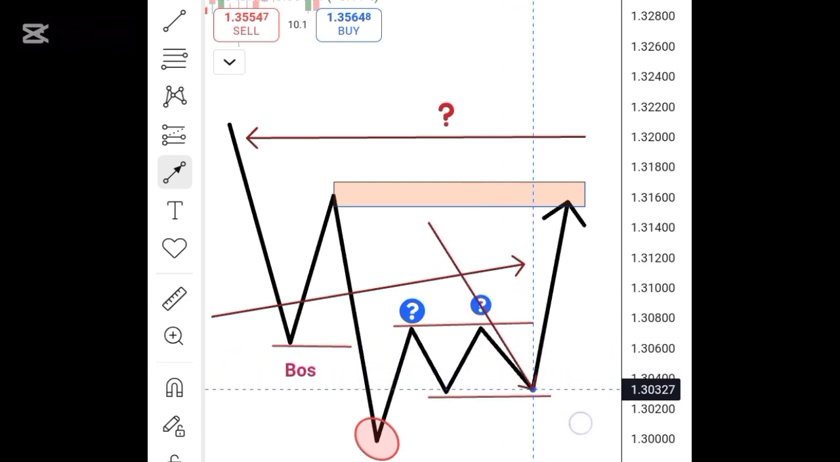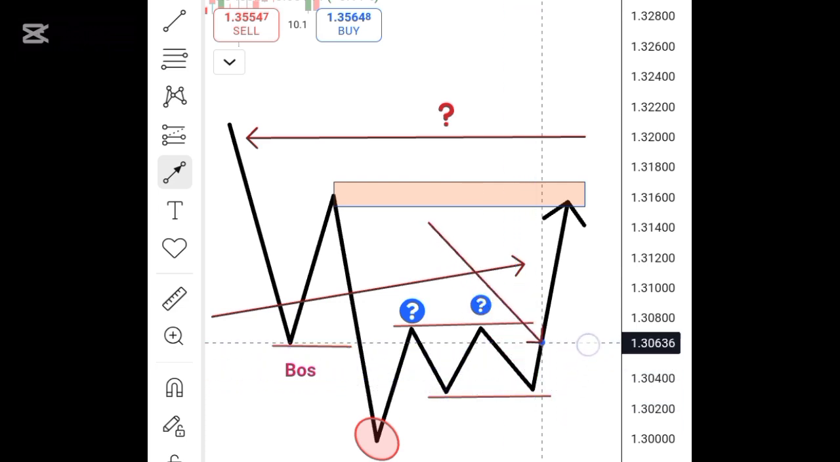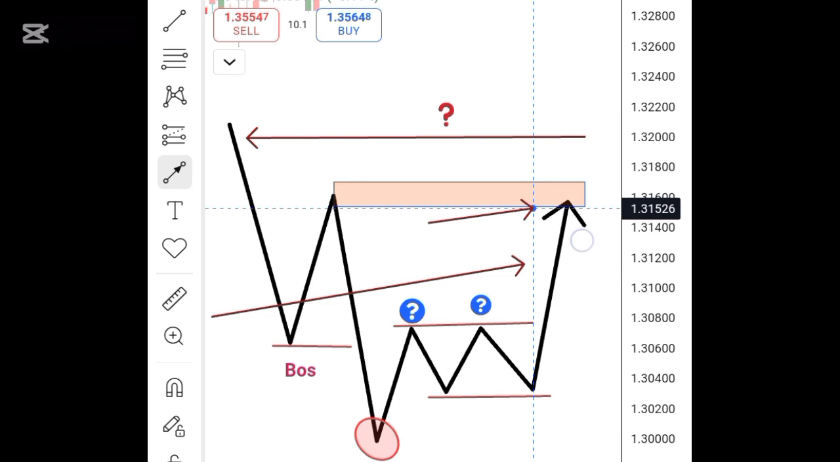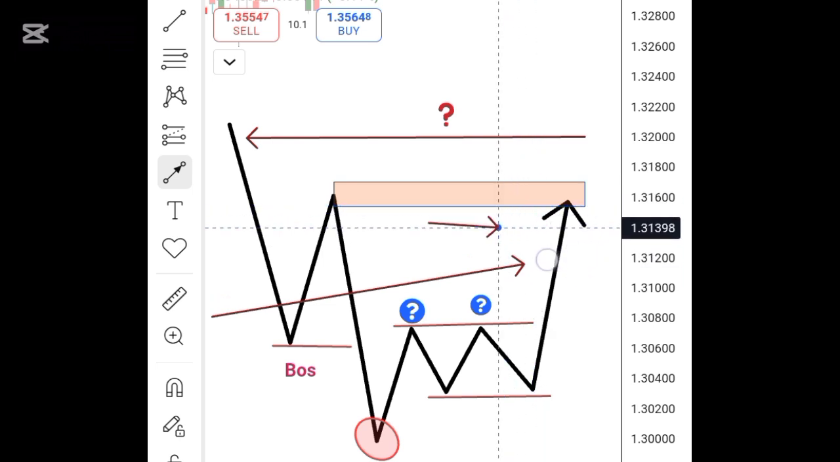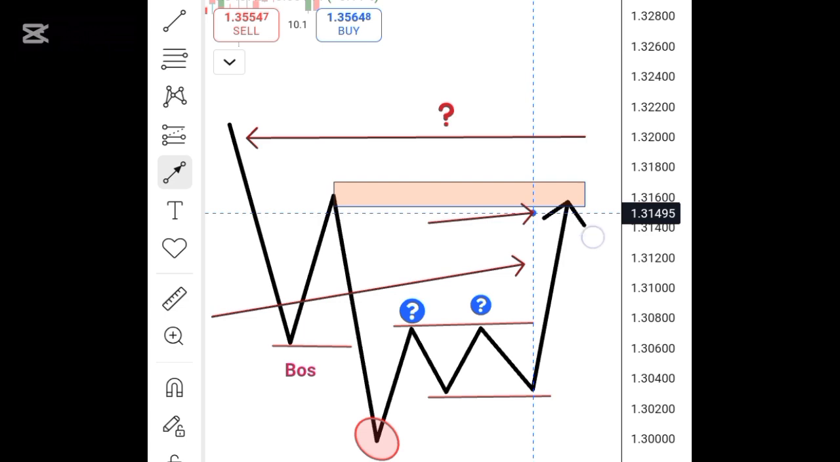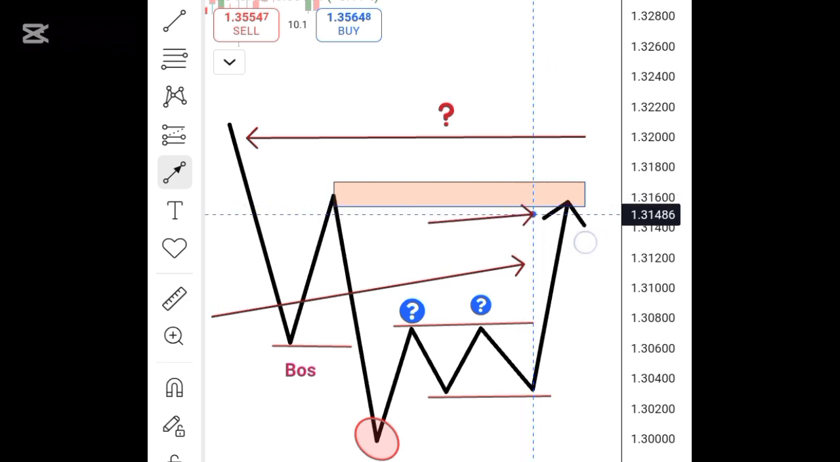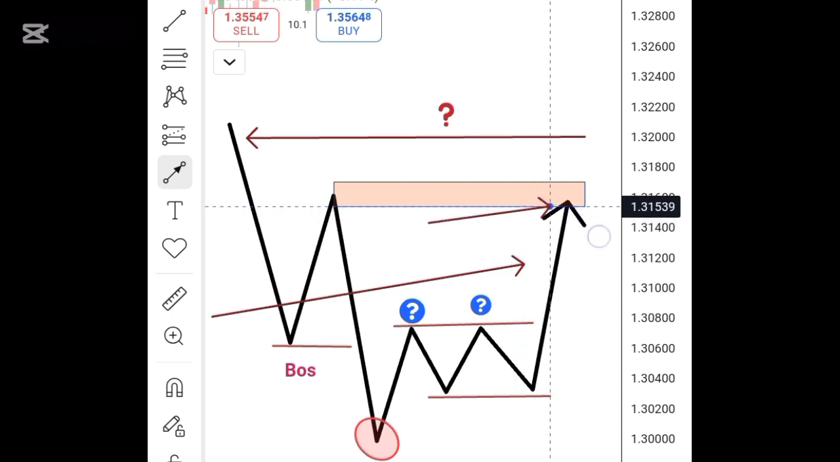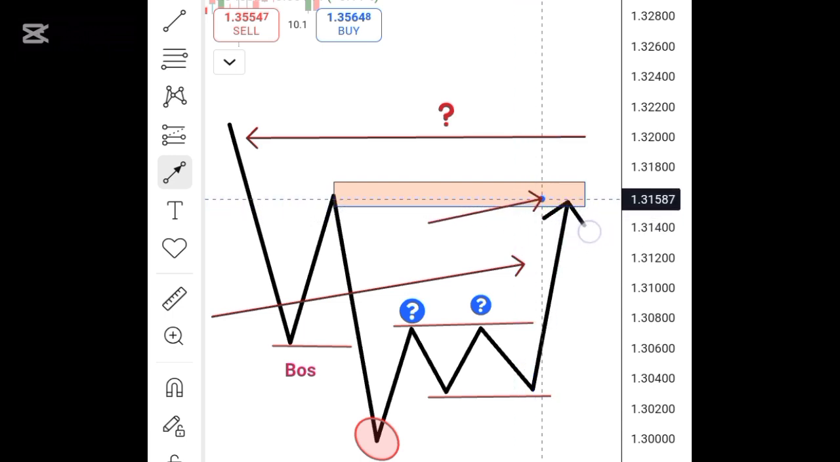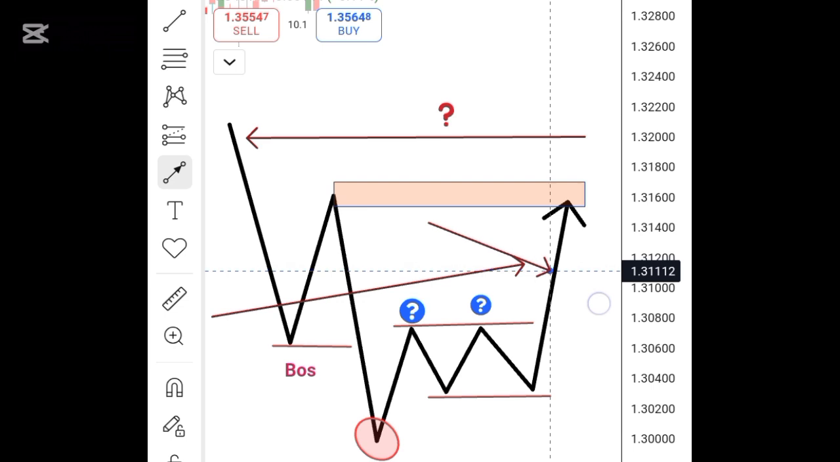And once the liquidity is taken, you have to look at the demand or supply zone which was not mitigated. It may be an imbalance or an OB. But if you are trading just an OB, it should be an OB which has an imbalance. That is going to give you a high point of you making profit in this market.